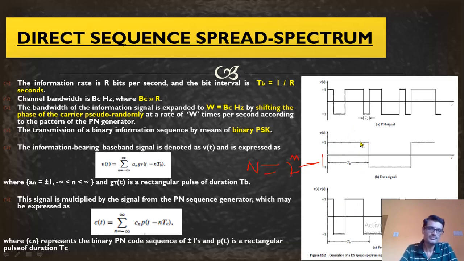Now here, I said this is the TC interval. It's called the chip interval. What is a chip? A chip is nothing but one bit. Each bit of this PN pattern, C of t, or PN signal, is called a chip. And the interval of each chip is called the chip duration, chip interval, or chip time, whatever you can say.